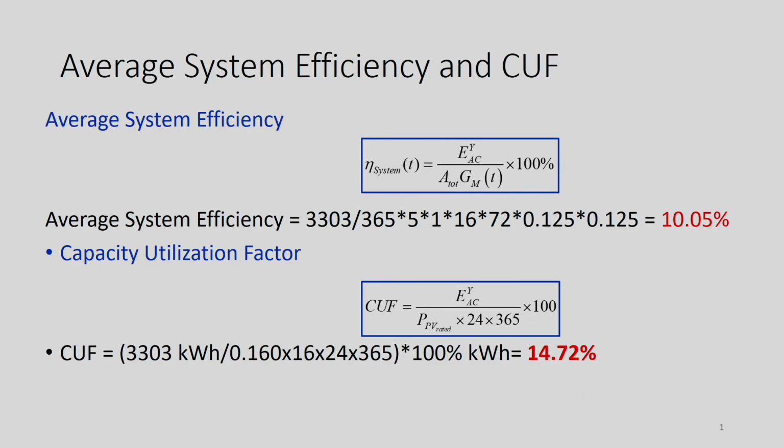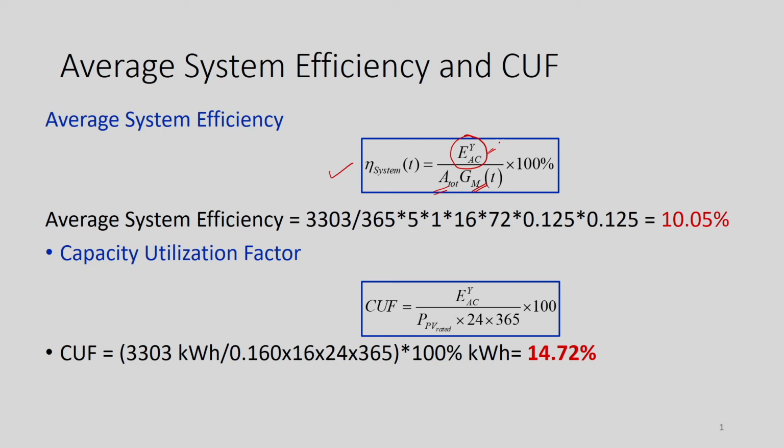Now, we will calculate average system efficiency and capacity utilization factor. So, how can we calculate average system efficiency? This is the expression by which we can calculate this efficiency. E_SUY, this yearly energy yield in the AC side, we have already calculated, and we know the area of the panel, and G_M is the amount of solar radiation received by the panel.